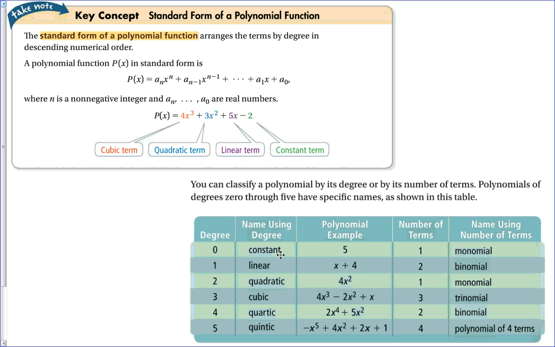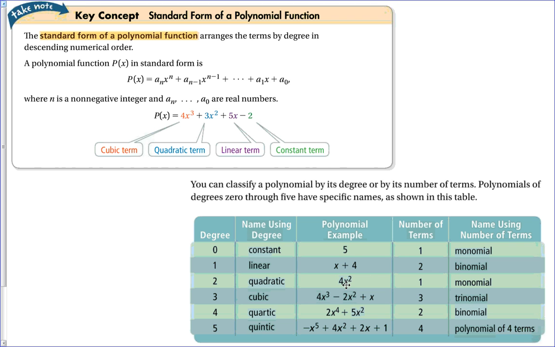Now, classifying polynomials by degree or the number of terms. If you have a polynomial which is a constant, which is just a number, remember I said it has degree 0, there's one term, so it's a monomial. All right, mono meaning 1. Right here we have x plus 4, so we have 2 terms. And this one has a degree of 1 because it's x to the first. Since it's a first degree polynomial, it's a linear polynomial. There are 2 terms, which makes it a binomial, because bi means 2, like a bicycle has 2 wheels.